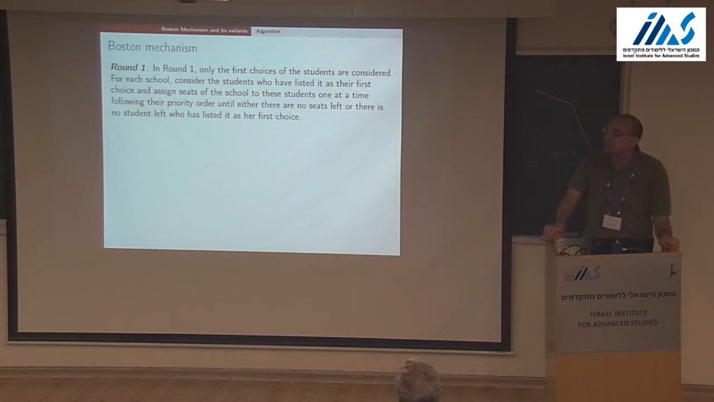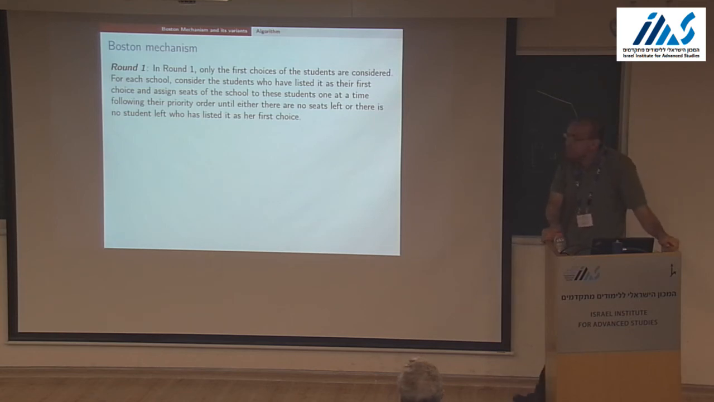What is the Boston Mechanism? The Boston Mechanism is also called the immediate acceptance algorithm. And that's to create a contrast with deferred acceptance. In deferred acceptance, we defer everything until the very end. So I can displace Eric, even though I've ranked something 12th and Eric is ranked at first. Under this procedure, you can't do that. Okay, so let me read to you how this works.